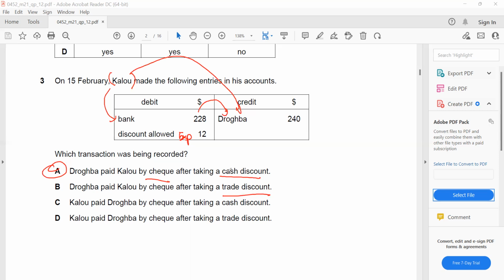And what is the difference between cash discount and trade discount? Trade discount is when you make a bulk purchase, you will get a discount. This is to encourage bulk purchases. Whereas cash discount is to encourage prompt payment, or paying earlier. Cash discount has two types: one is discount allowed, another is discount received. From the seller's point of view, discount allowed. From the buyer's point of view, discount received.